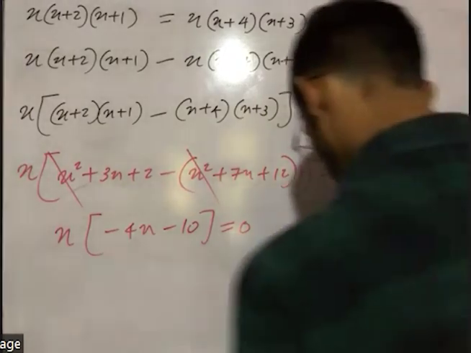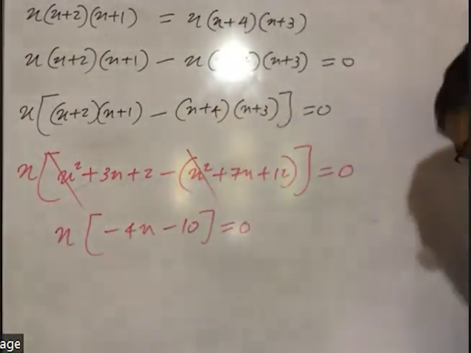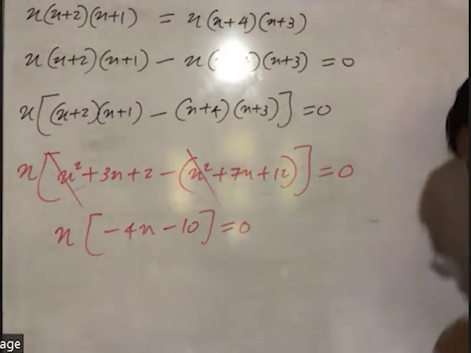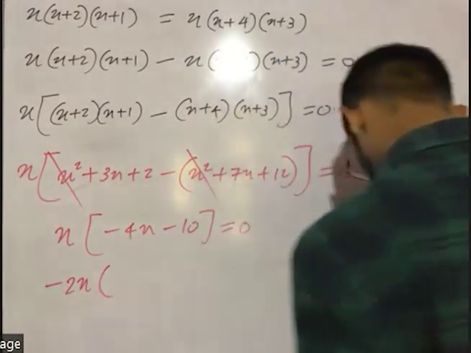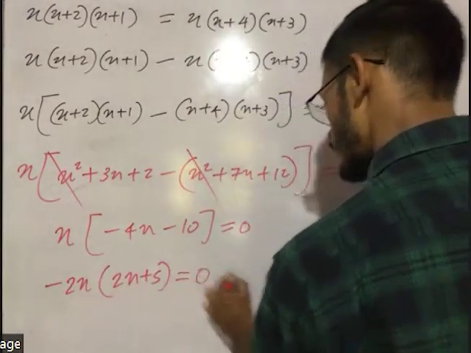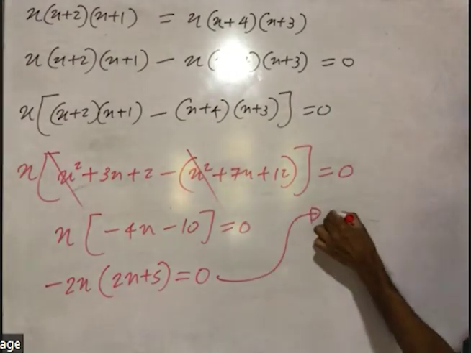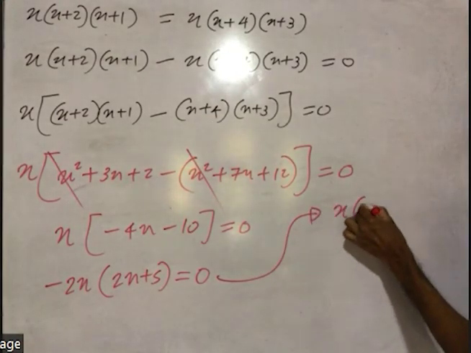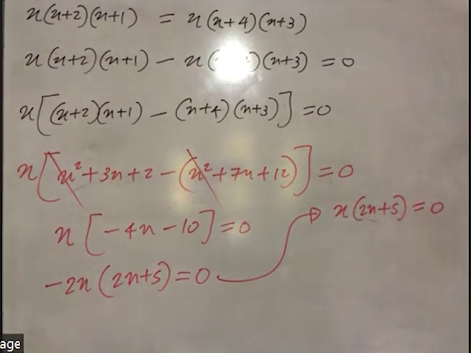Right. So if you take minus 2 out of this, then minus 2x into 2x plus 5 equal to 0. Right. So now you can divide by minus 2, x into 2x plus 5 equals 0. So this is the final result.